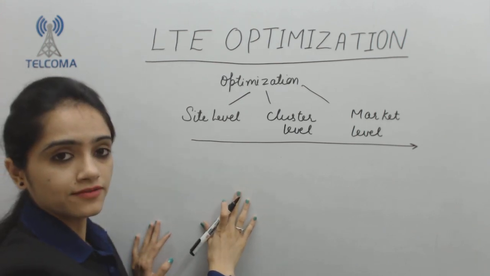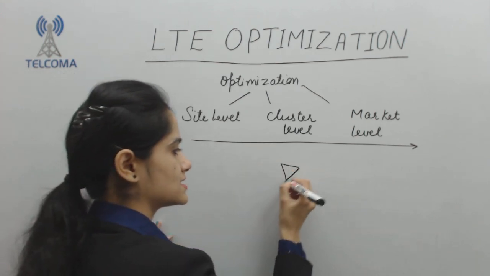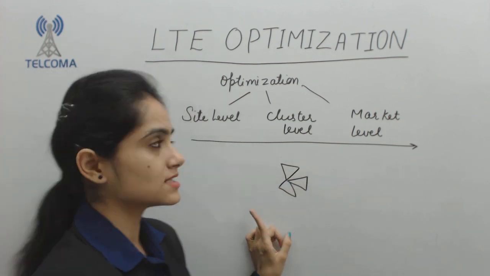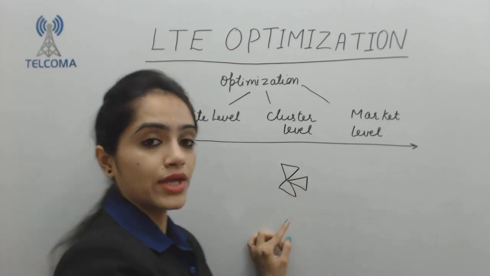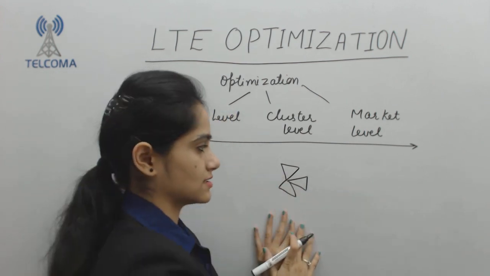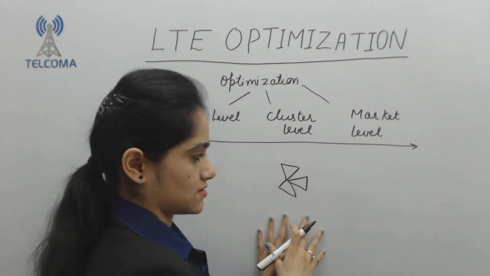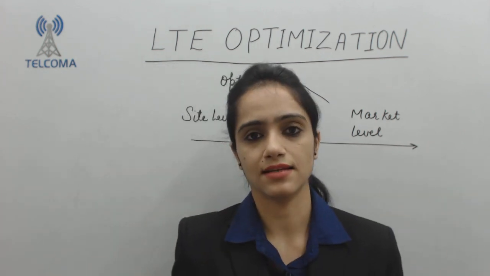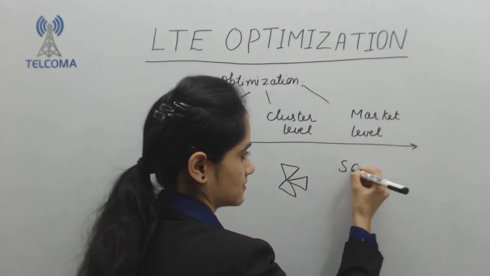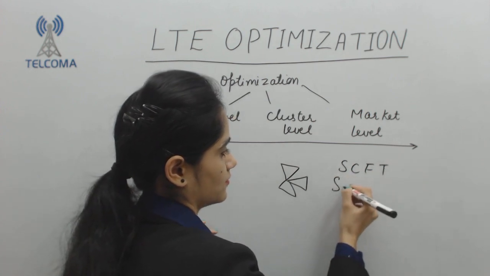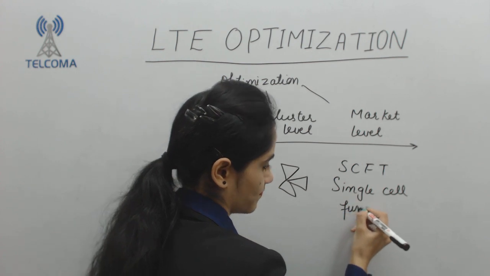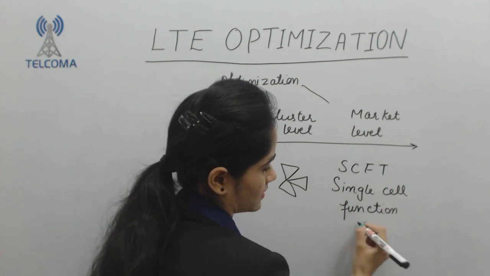So let's start with the very first, site level optimization. Site level optimization basically deals with a single cell, so we require focusing on a single cell. If this is my LTE cell, whenever we are testing only a single cell, the testing of only a single cell is known as SCFT, which is single cell function test.